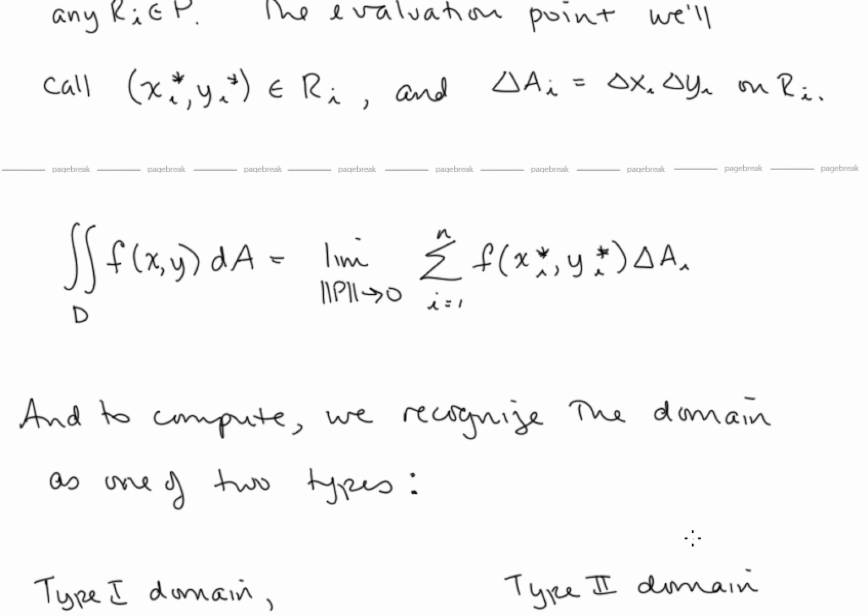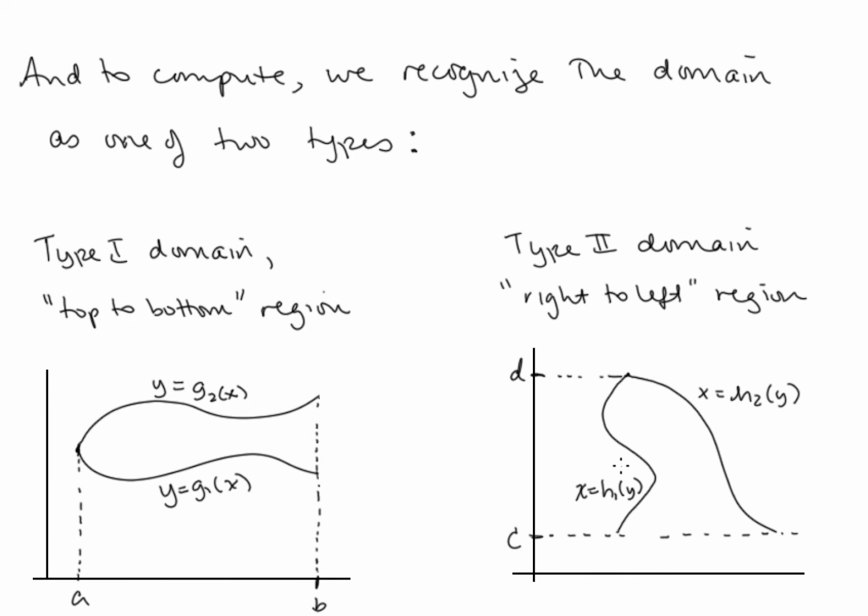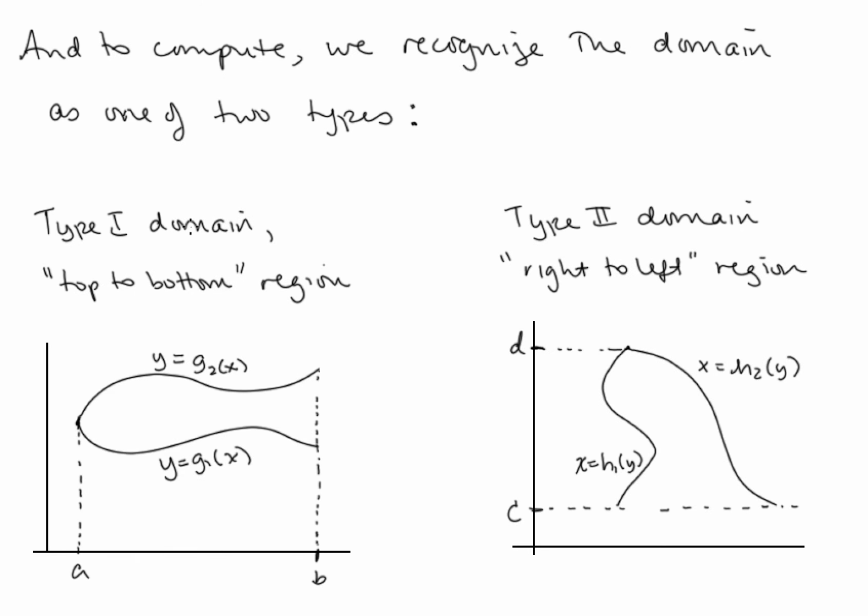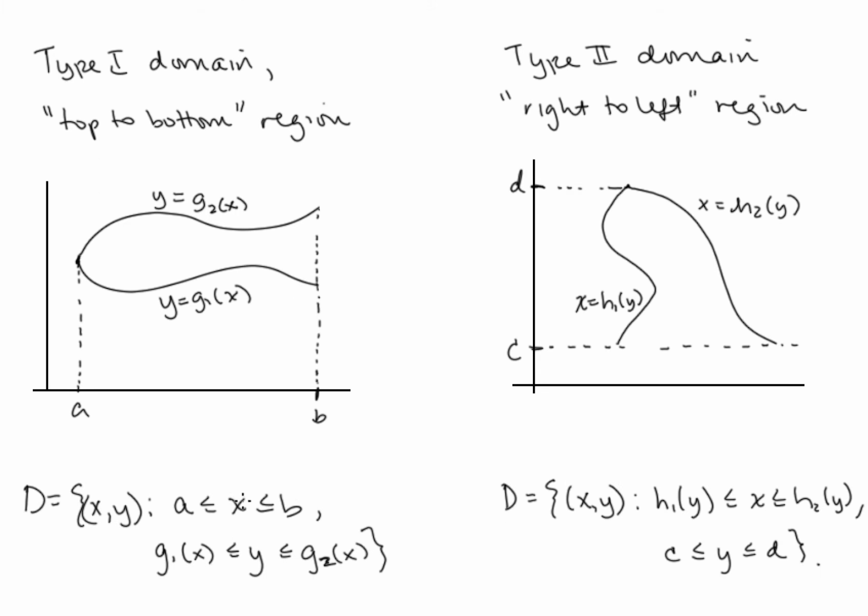And to compute these integrals, we need to recognize the domain as one of two types. A type 1 domain I like to call a top-to-bottom region because it can be described by a top function y equals g2 of x and a bottom function y equals g1 of x for x values between a and b. So x goes from a to b, y is going from g1 of x to g2 of x.